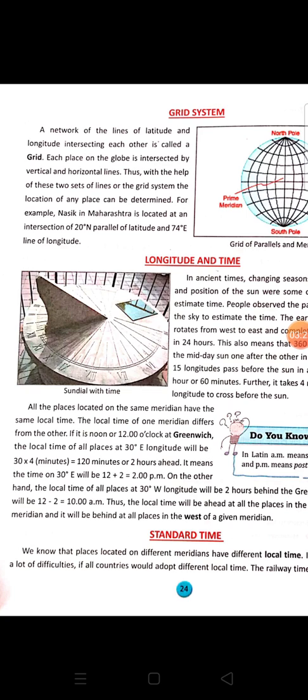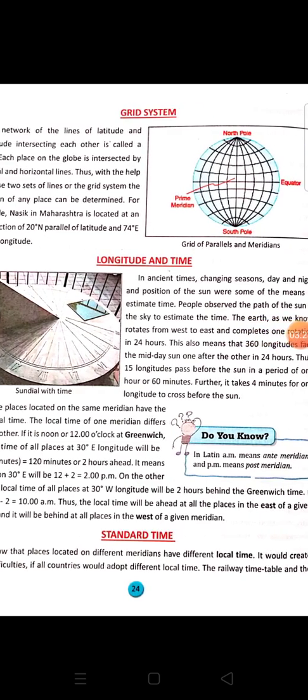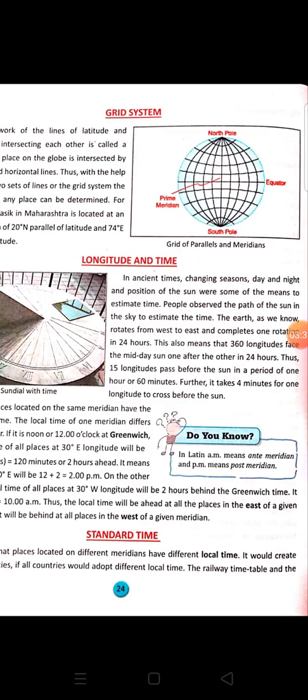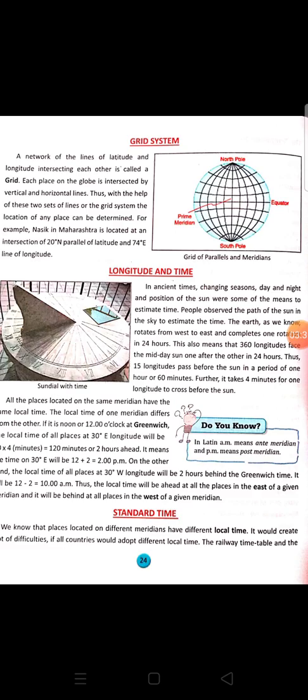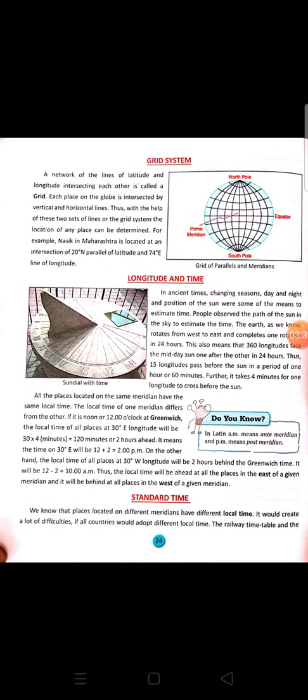Then the next topic is longitudes and time. In ancient times, the changing seasons, day and night, and the position of the sun were some of the means to estimate time. People observed the path of the sun in the sky to estimate the time.